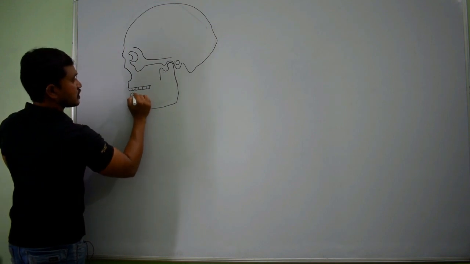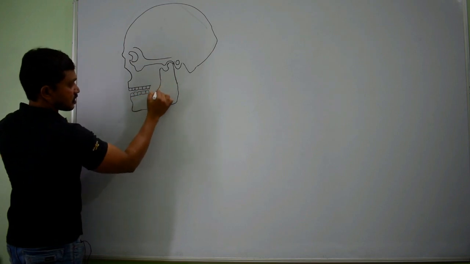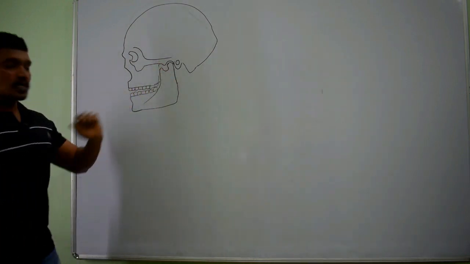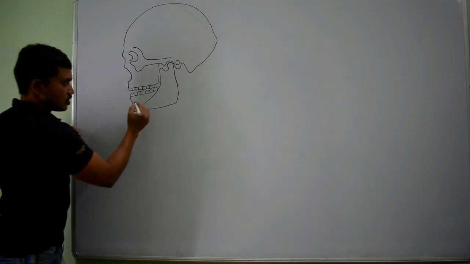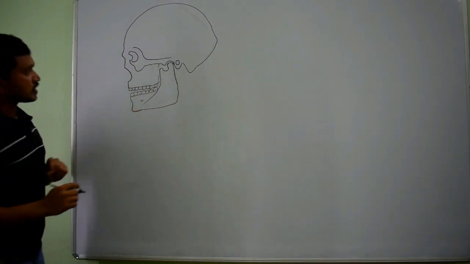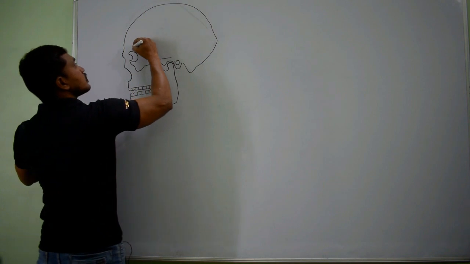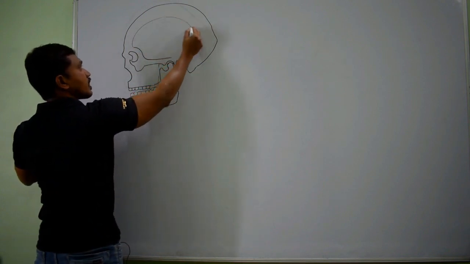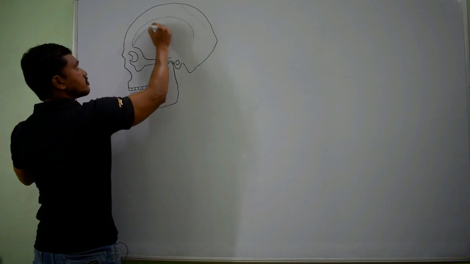Of course, here are the mandibular teeth. Here is the oblique line. Here you can see the pterygoid plate and so on, but those are not needed for this session. You can see one foramen here, the mental foramen. Here you can see the temporal lines. This is the superior temporal line, and here is the inferior temporal line.